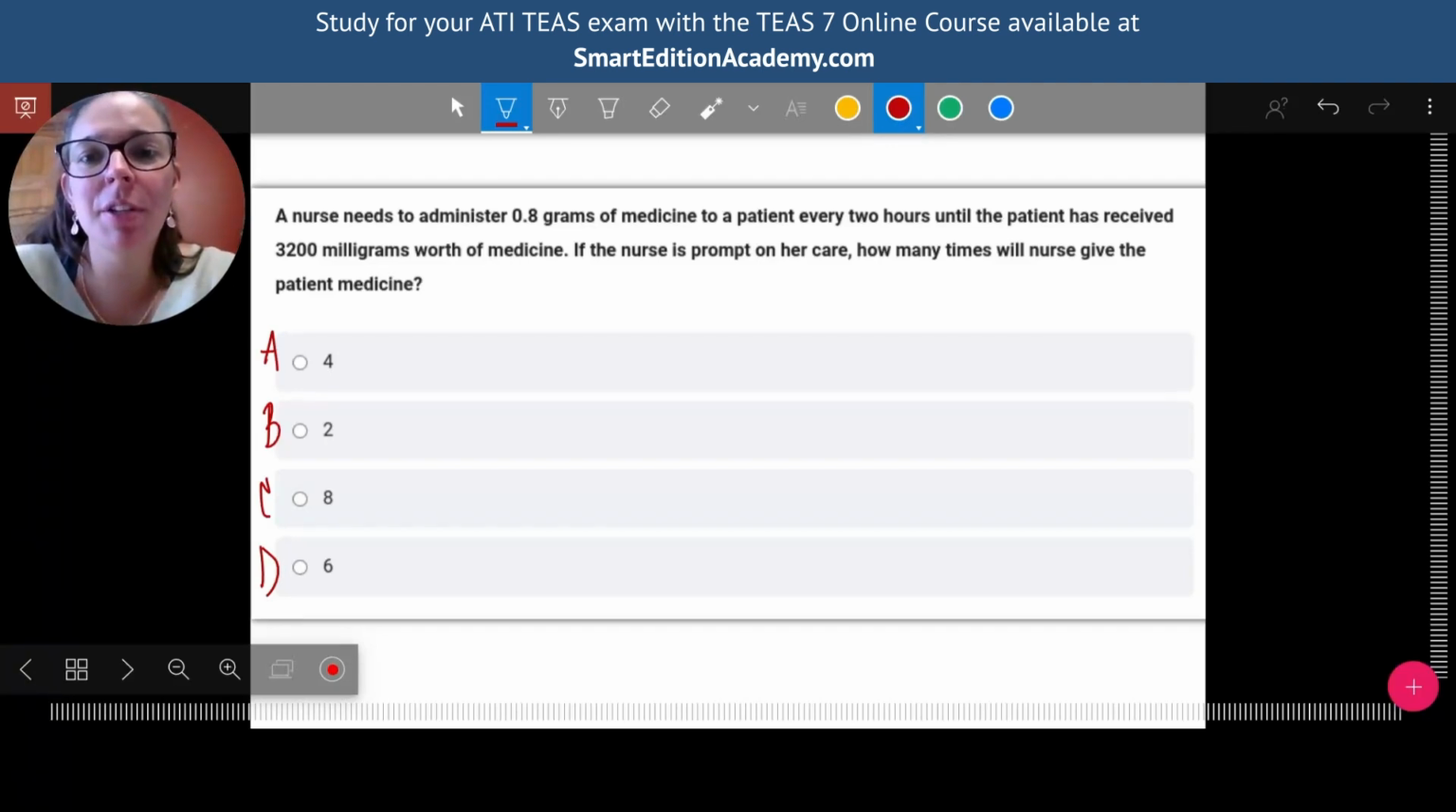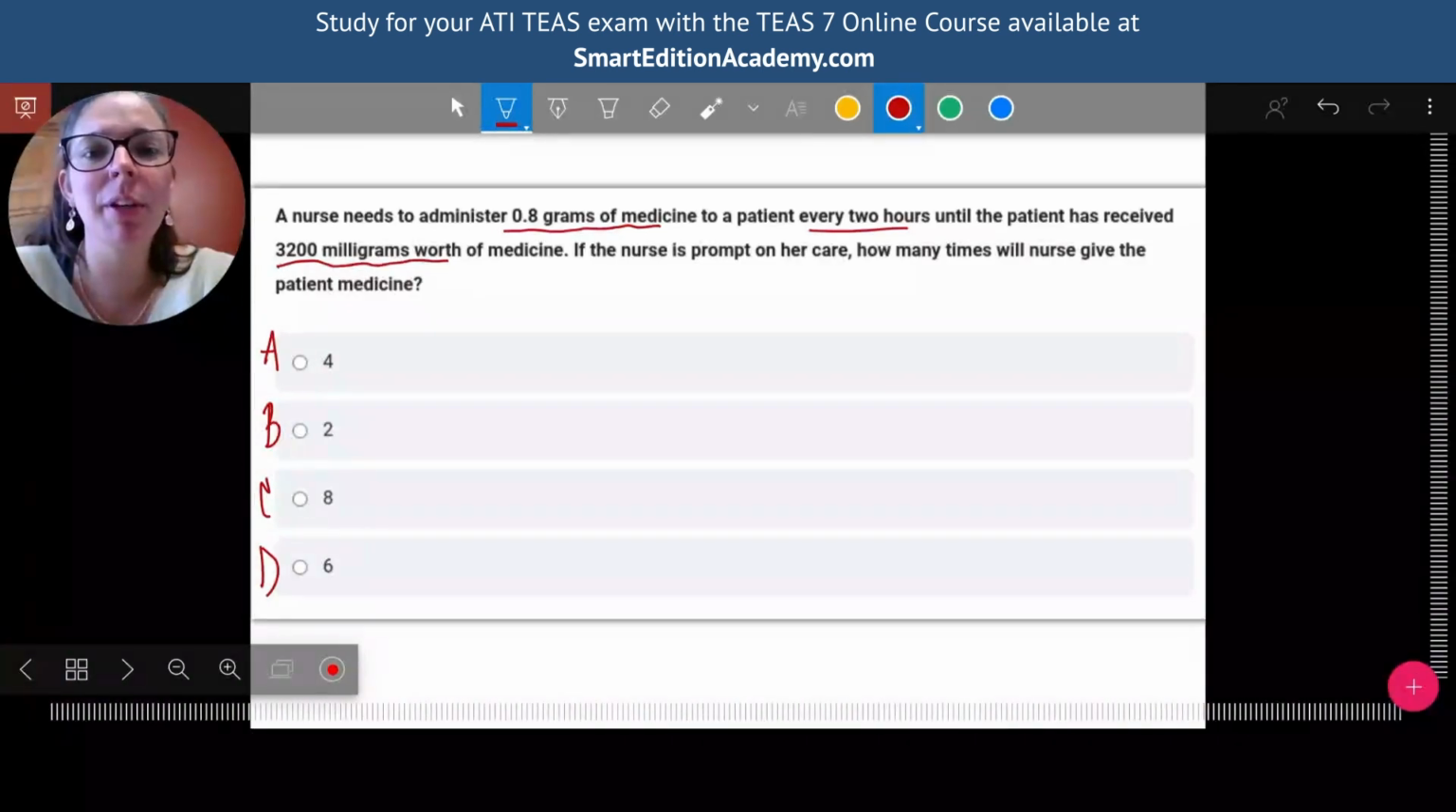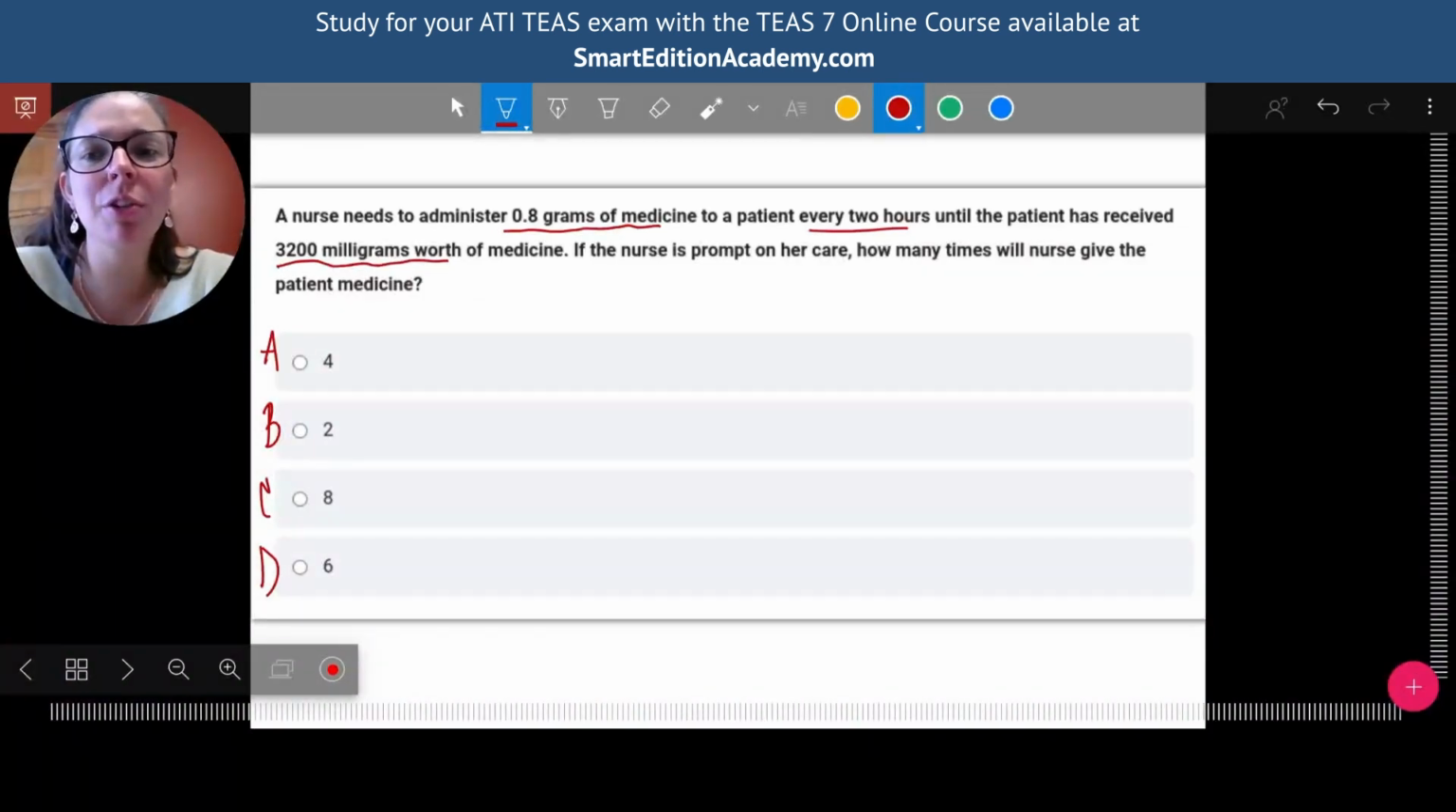So we need to administer 0.8 grams of medicine every 2 hours until they have received 3,200 milligrams. Okay, so just by looking at this, one is in grams, one is in milligrams. To figure out which one is the total here, this is the total until they've received that much, okay?